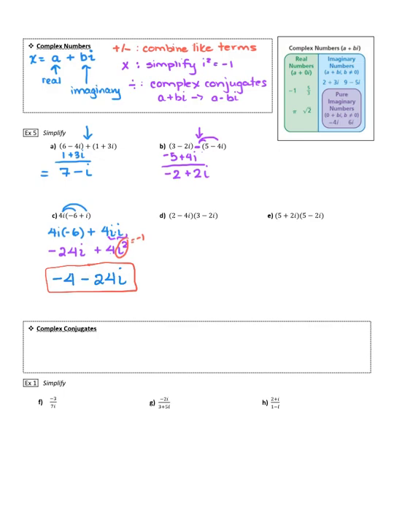Now we're going to do our whole FOIL process, first, outer, inner, last. So 2 times 3 gives me 6. 2 times a -2i gives me -4i. Then we have our inner, which is going to be -12i. And then our last terms, which is going to be a positive, 4 times 2 is 8. And then i times i will give me i squared.